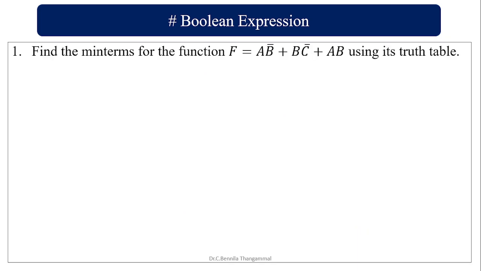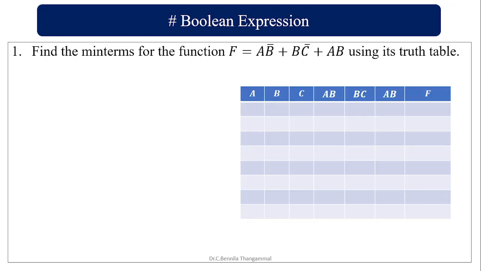So what is the procedure? We will see how to get the min terms and the sum of products. Find the min terms for the function f = ab' + bc' + ab using the truth table. How many different variables do you have? You have three variables, a, b, c. How many different combinations will you get? 2 power 3, that is 8. These are m0, m1, m2, m3, m4, m5, m6 and m7.